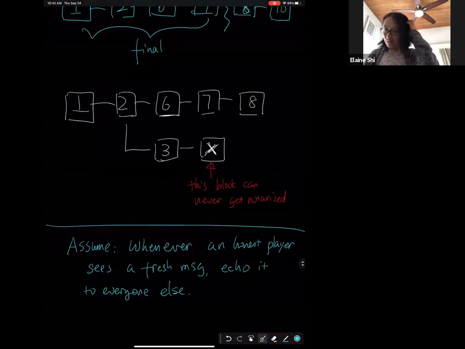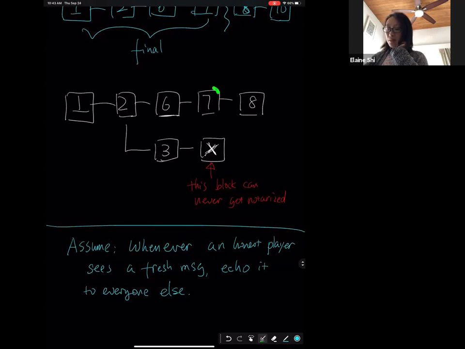I was thinking, if an honest player sees node 7 but hasn't seen 6, or his network is especially bad, so everyone else has finalized 6 but he didn't see it, then what will he do? He sees 7 already built based on 6.